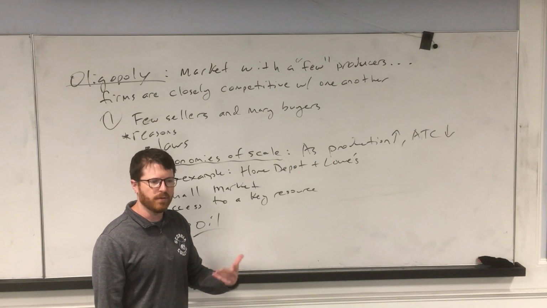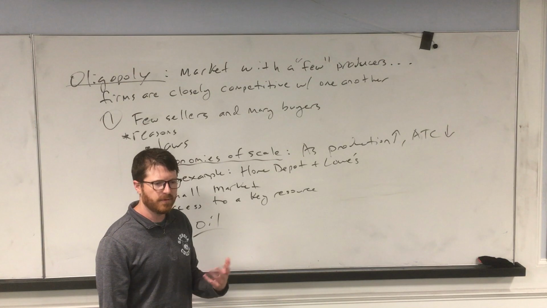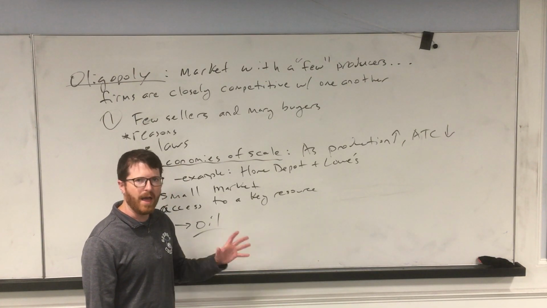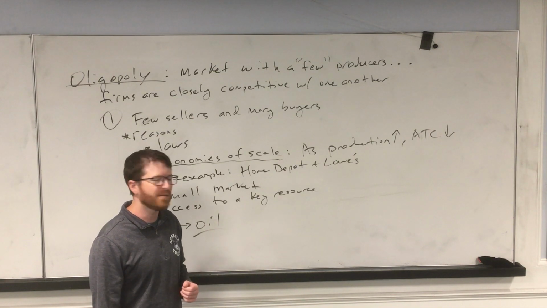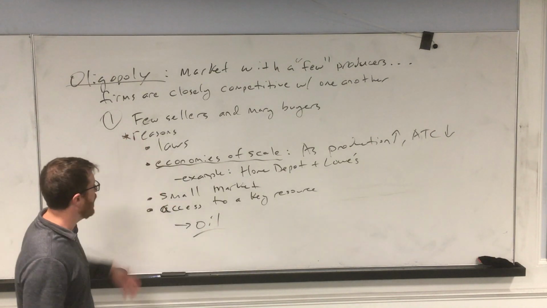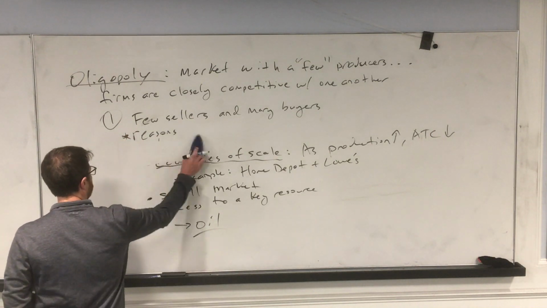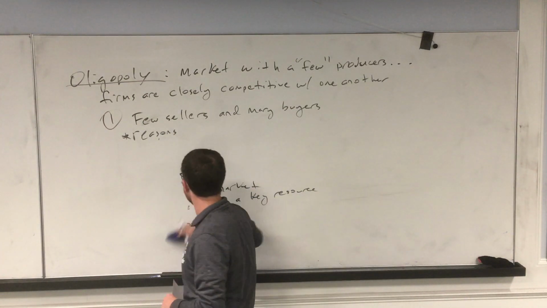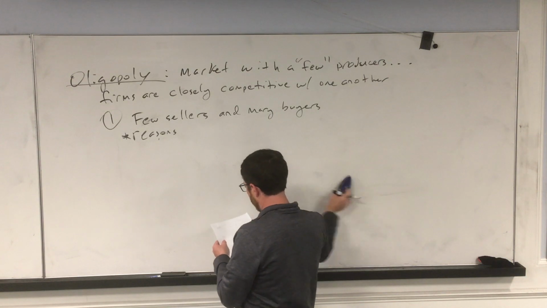There's only so many different types of sporting events and so forth that are allowed to be held there. So there's access to a resource that other people can't use. So there's some of the reasons why there might be only a few sellers. And that, number one, is the key difference between oligopolies and other markets.